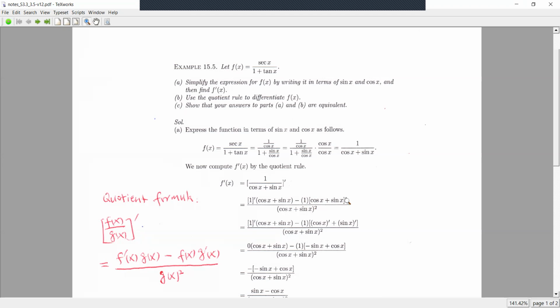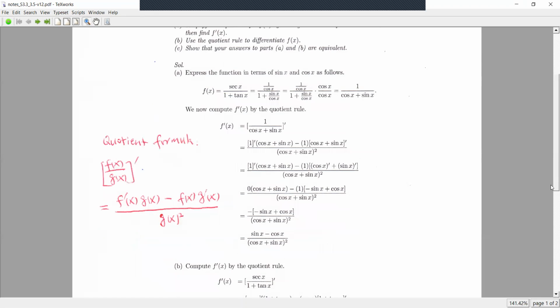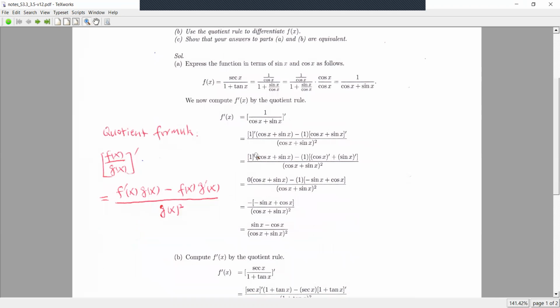For this derivative, we can apply the summation formula. This derivative is the derivative of cosine plus the derivative of sine. Now, the derivative of 1 is 0. The derivative of cosine is negative sine. The derivative of sine is cosine. So this is the derivative of function f.